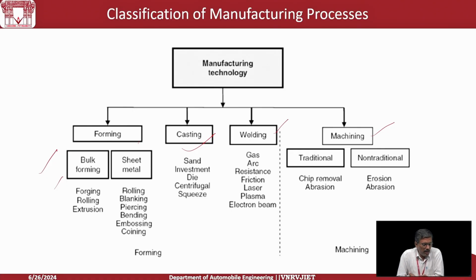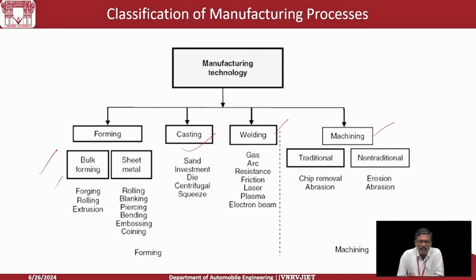What is this bulk forming process? In the bulk forming process, the raw material dimensions are larger when compared with sheet metal. In the case of sheet metal, the dimensions, especially the thickness, are very small, around 1 mm or less than 1 mm, where we work on the sheet metal to get the desired shape.